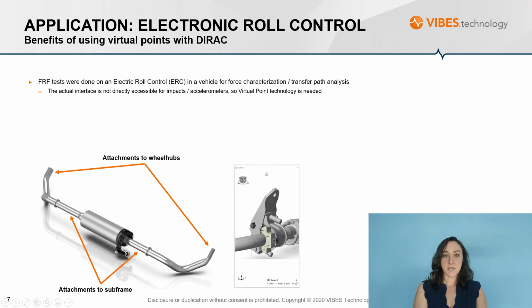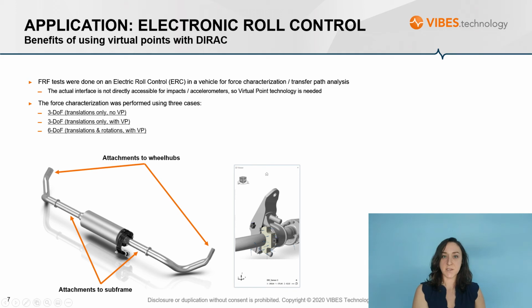Now you can see in this diagram that there's an actual interface between the ERC and the vehicle. So I can't actually impact exactly where the interface is because it's installed. So we're going to be doing this TPA using 3 different techniques. In the first case, we're just going to do the impacts next to the interface, and we're only going to use 3 degrees of freedom to approximate the forces. So no rotations are being included here. We're not doing anything to the FRFs. We're just using the FRFs themselves to calculate the forces.